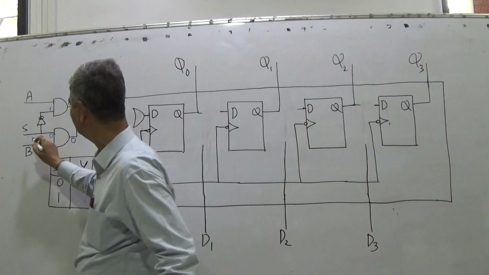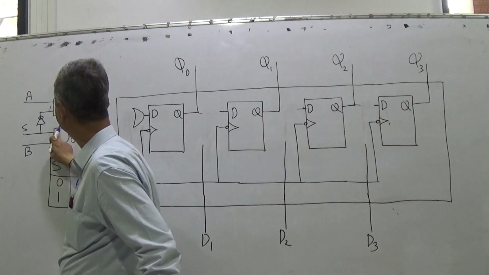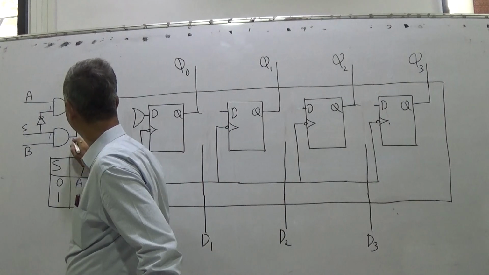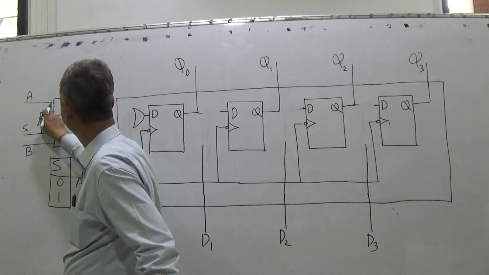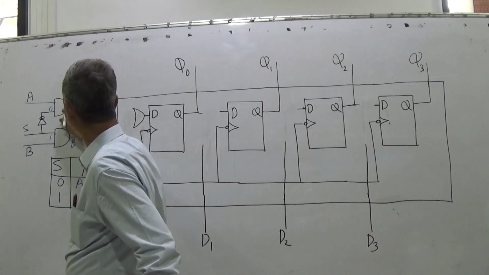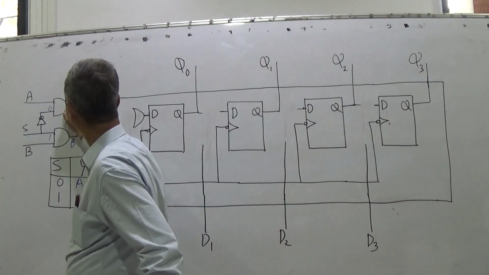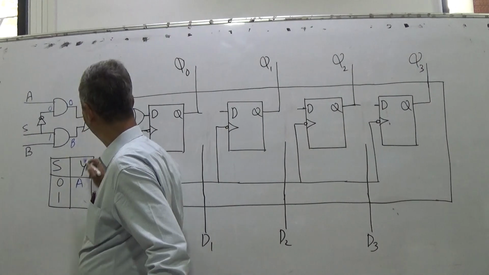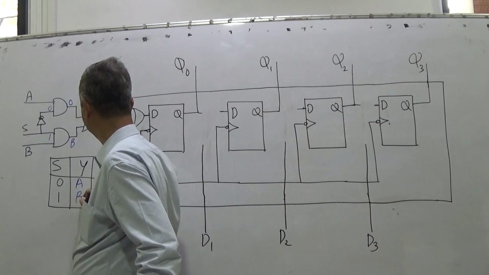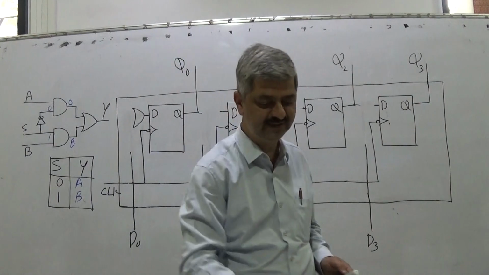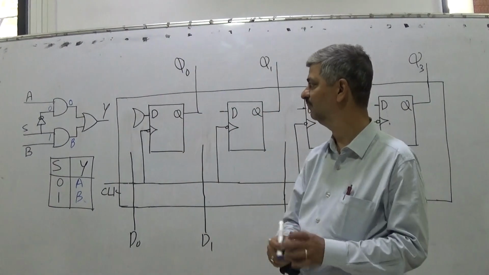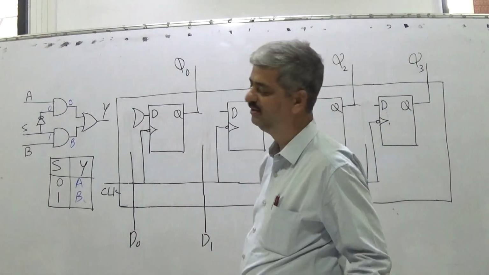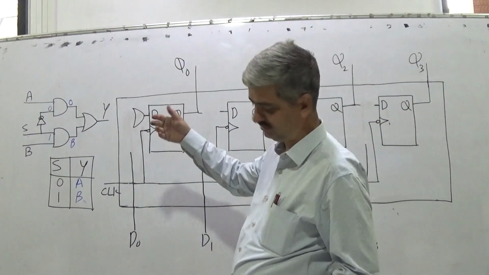When S is 0, output is A, means whatever is at input A comes on output Y. When S is 1, what is going to happen? This is 1. When this is 1, this is B. When this is 1, this is 0. So this is 0. So 0 and B, Y is B. Right? So means you can either choose.